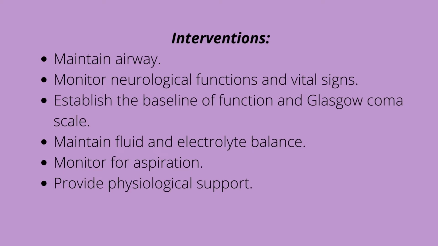Some interventions for a patient who has a CVA. So maintain that airway. ABC is always priority because if the patient is not breathing, nothing is more important. So we monitor neurological functions as well as the vital signs. We'll establish a baseline of the function and Glasgow Coma Scale. Remember, if a patient has a CVA, they'll have a new baseline. So we need to get to know the new baseline, so when there's a change in the patient, we know there's a change.